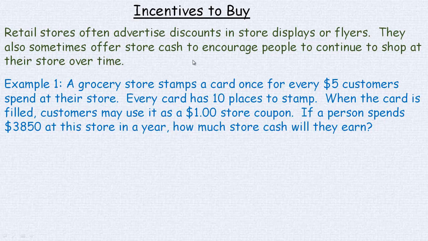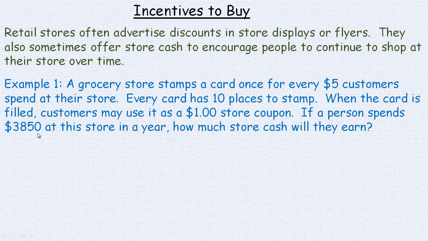So store cash or points are offered to consumers to encourage them to continue to shop at that store or chain of stores. And we're going to take a look at 3 examples altogether on this page and a couple of the next 2. In this first one, a grocery store stamps a card once for every $5 customers spend at their store. Every card has 10 places to stamp to fill it. When the card is filled, customers may use it as a $1 store coupon.